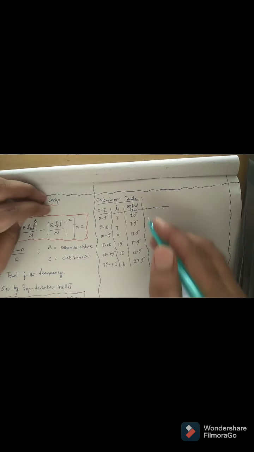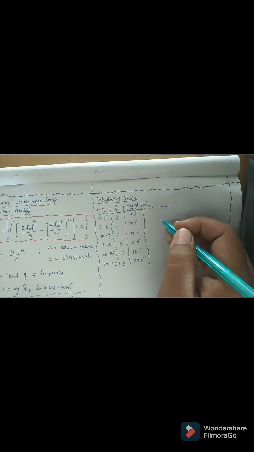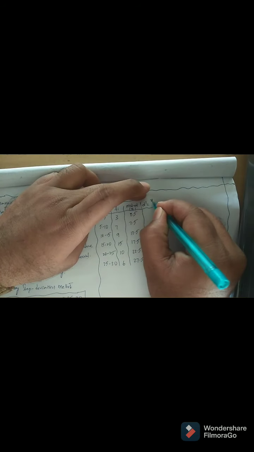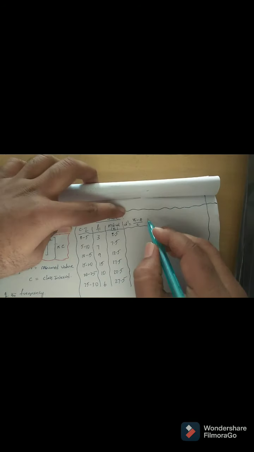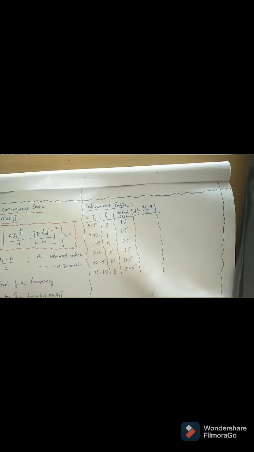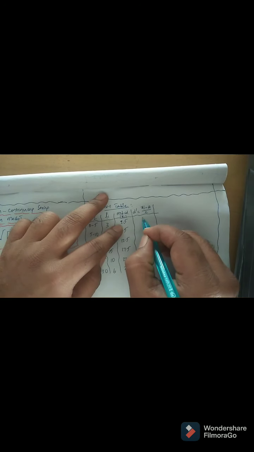Now you go for the D dash value. How do you get D dash? Mid value minus assumed value, by class interval. So now I am going to fill in: what is the mid value? 2.5. What is the assumed value? 2.5. What is the class interval? 5. So 2.5 minus 2.5 is 0. 0 by 5 is 0. Anything, 0 by anything is 0. See how simple the value becomes. That is the first D dash value.